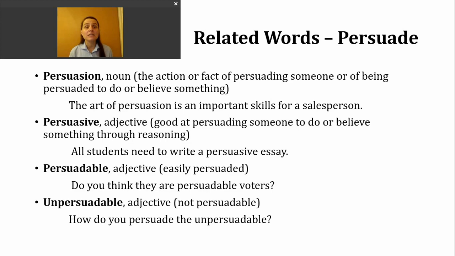Finally, let's take a look at some words that are related to our verb persuade. The first word is a noun, persuasion, and it is the action or fact of persuading someone or of being persuaded to do or believe something. So here's an example sentence. The art of persuasion is an important skill for a salesperson. So what this is saying is someone who's in the business of selling things, right, should be good at persuading others, convincing them to act, convincing them to buy things.